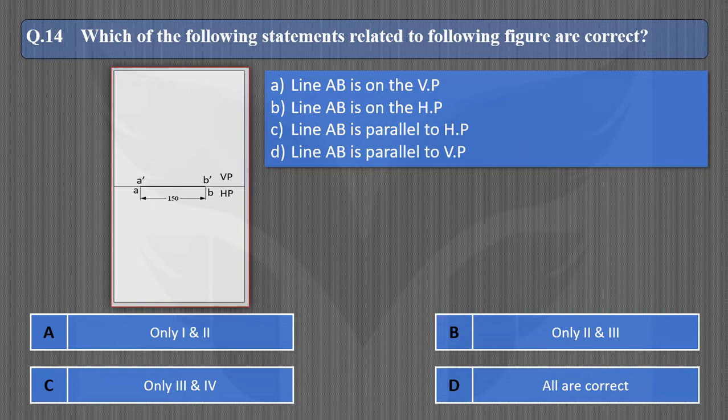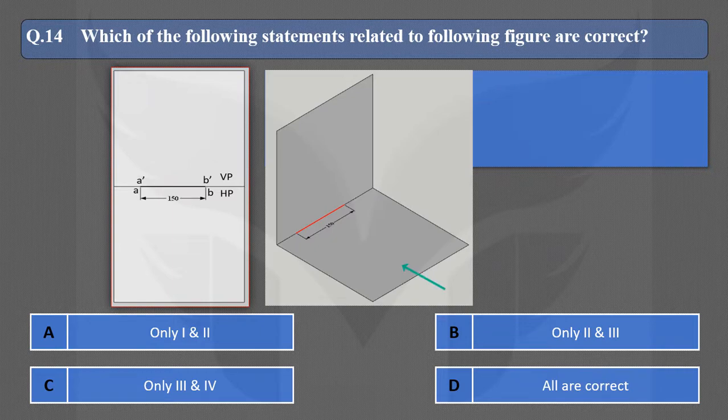Here, take a look at the front view. We can see that the front view of the line appears on the XY reference line. So the line is on the HP. And as the line is on the HP, it is parallel to the HP. So the second and third statements are correct.